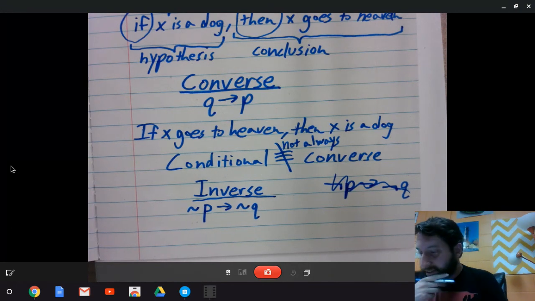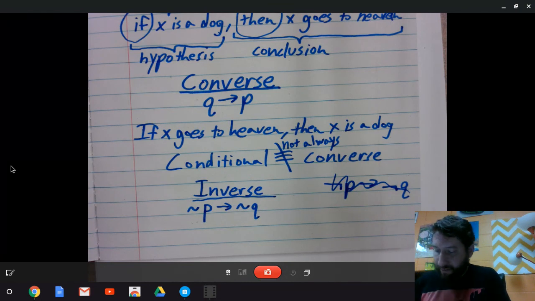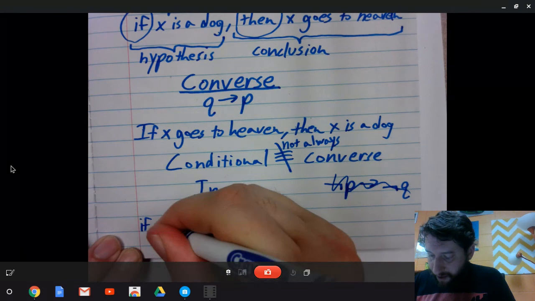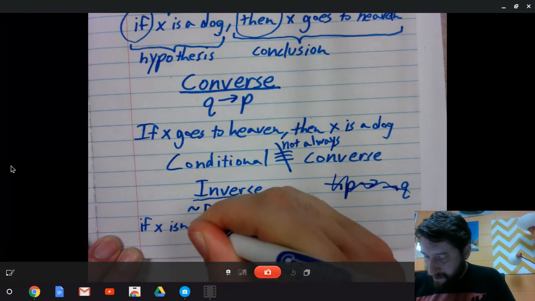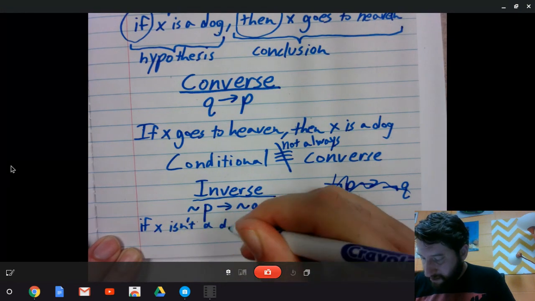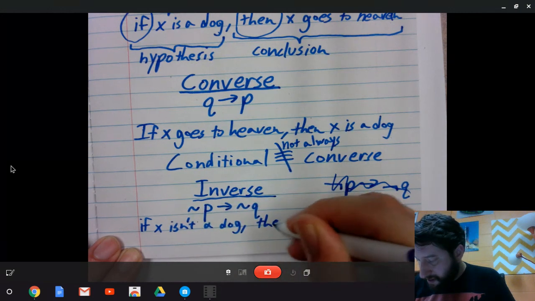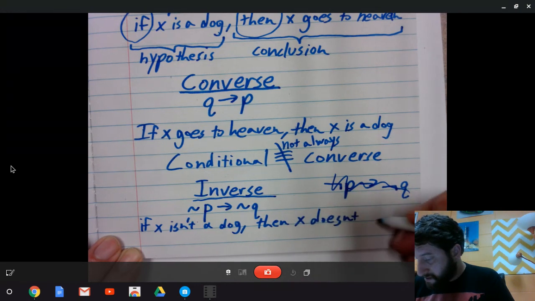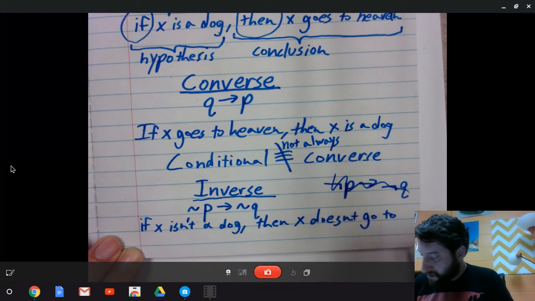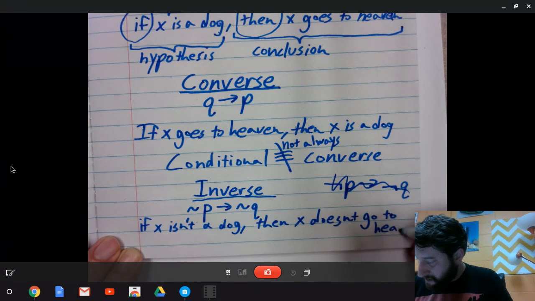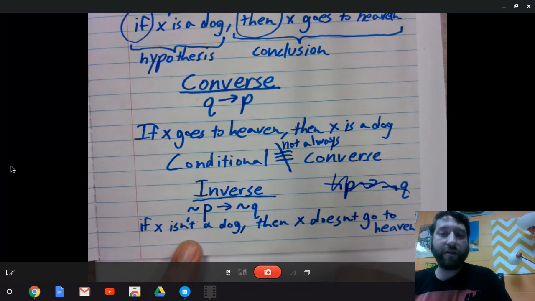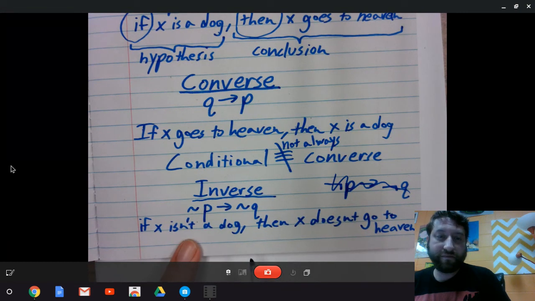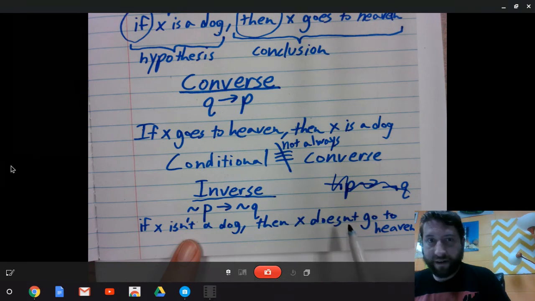All right, so let's write this out here. So not P. So if X is not a dog, if X isn't a dog, then X doesn't go to heaven. So if you're not a dog, you aren't going to heaven. So if you're not a dog, you're not going to heaven.